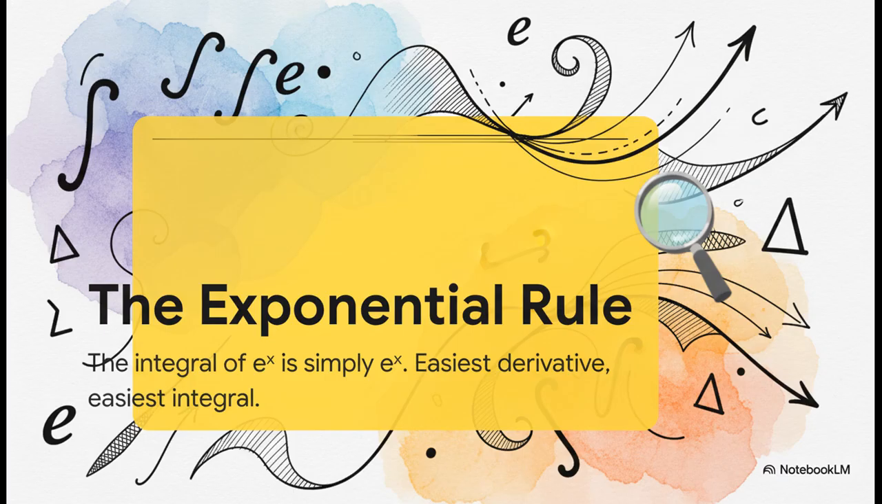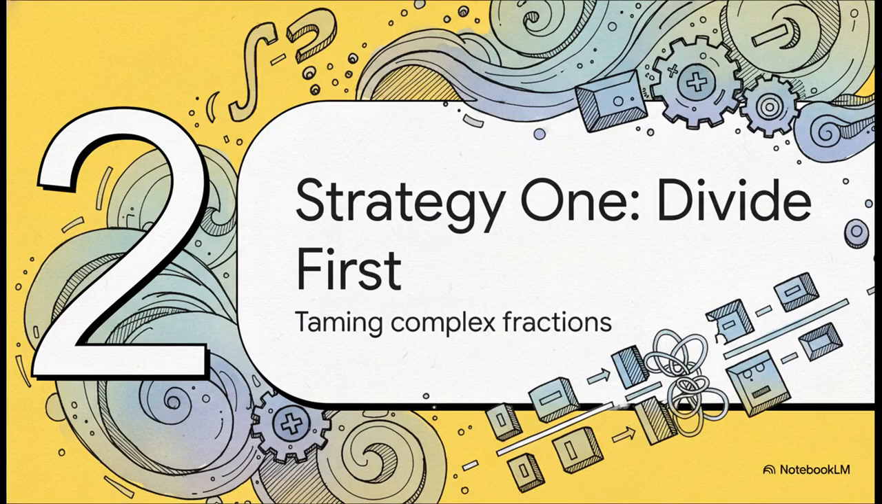And finally, to round out our top 3, we have the exponential rule. And you're going to love this one because it's so easy. The integral of e to the x is, drumroll please, just e to the x. That's it. It's its own derivative, so it's its own integral. Seriously, it doesn't get much better than that. It's this cool, unique property that actually makes e to the x one of the most important functions in all of calculus.